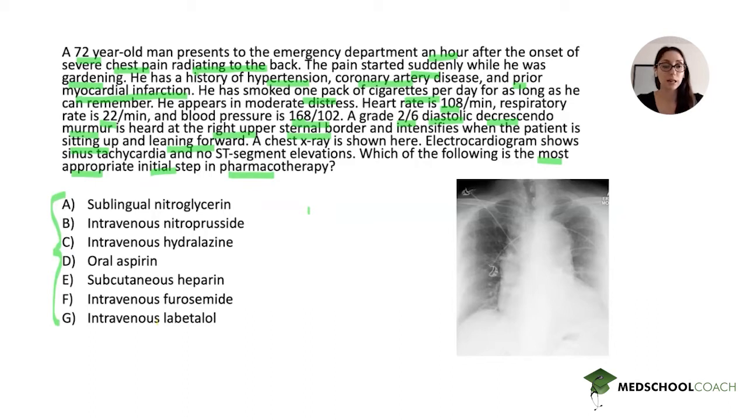So let's point out a few things here and let's interpret this murmur. It's 2 out of 6, which is not very high grade, but it's diastolic. So it's certainly concerning, right? All diastolic murmurs are very concerning. It's decrescendo, so that helps with the description, and it's heard at the right upper sternal border. So let's start with that. When you think about our most common diastolic murmurs, we really only have a few options. And when we think about where this murmur is located, the right upper sternal border, that is the location that corresponds to the aortic valve. So right upper sternal border, we're thinking aortic valve.